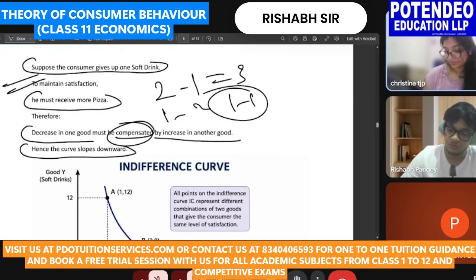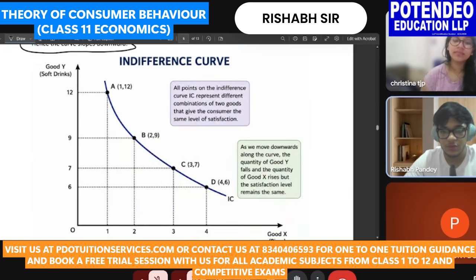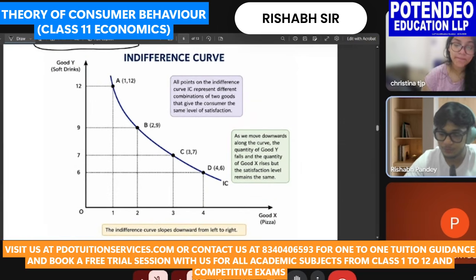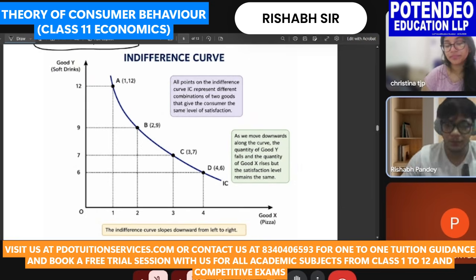Done? Any doubts till here? No. All right, fantastic. Now, you see this graph? First, see it and read it once, then I'm going to explain it. Just give me a go. You're done? Okay.